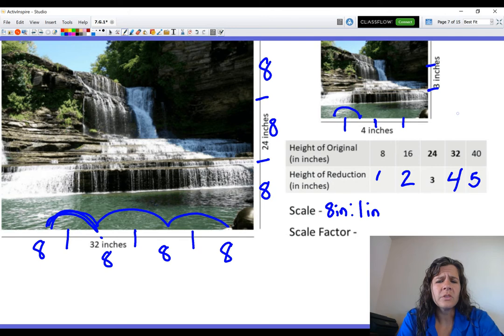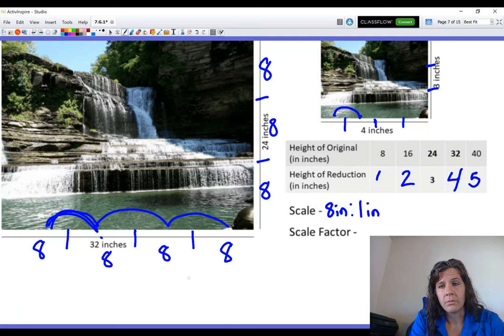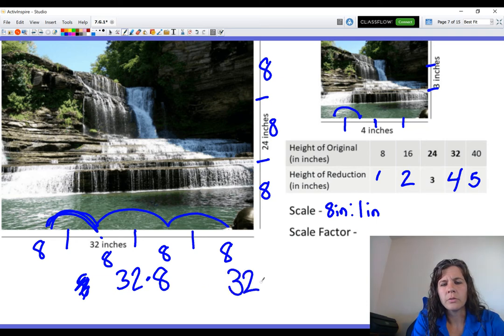My scale factor on this, it'd be easy to look at this and say, oh, my scale factor is going to be 8, right? Well, it's not, because if I want to go from 32 to 4, 32 times 8 does not give me 4.